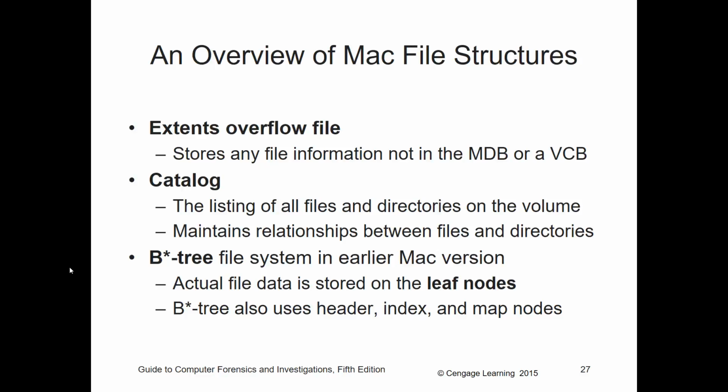We have a B tree, and this is the file system in earlier Mac versions, and the actual file data that is stored is going to be a leaf node. It will use a header, an index, and a map node to map it. But again, that's for older versions.